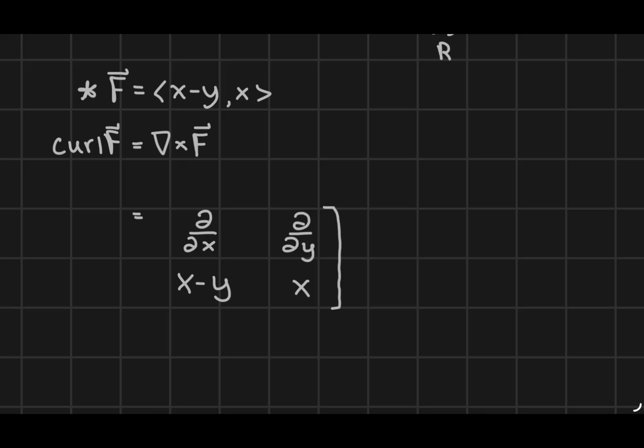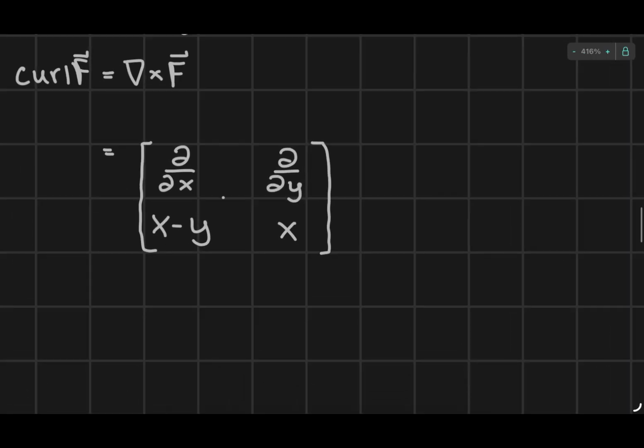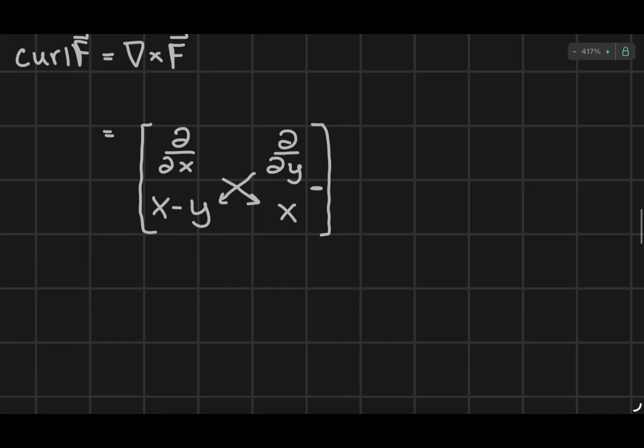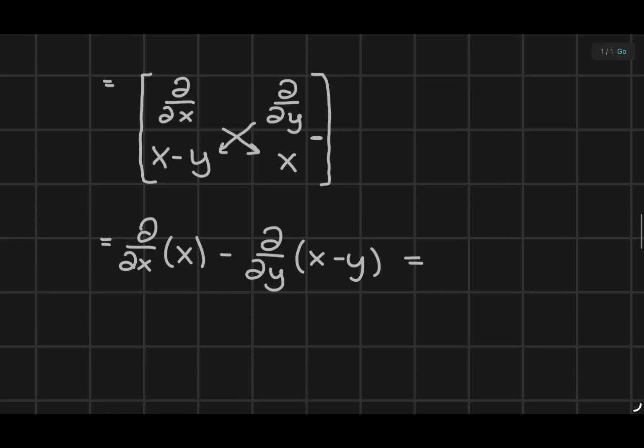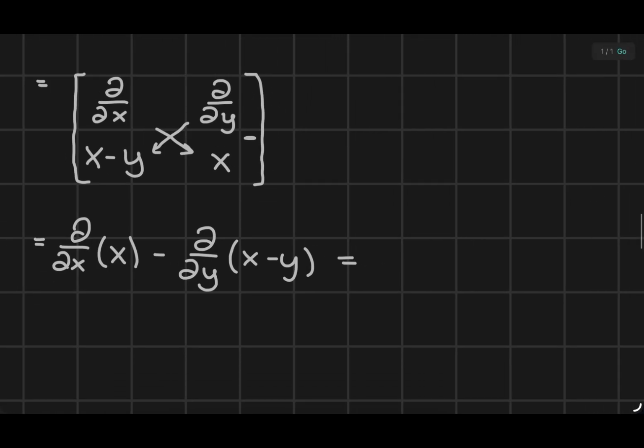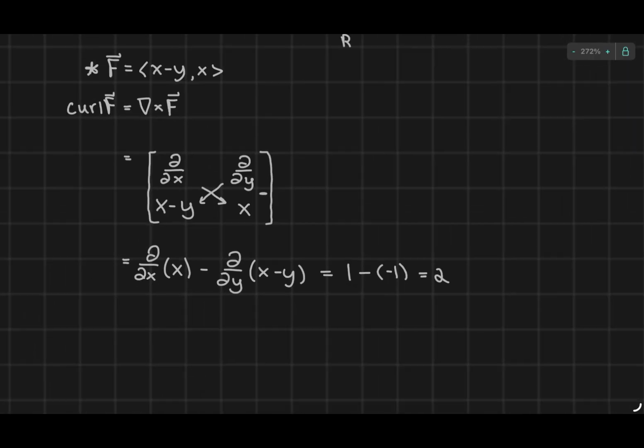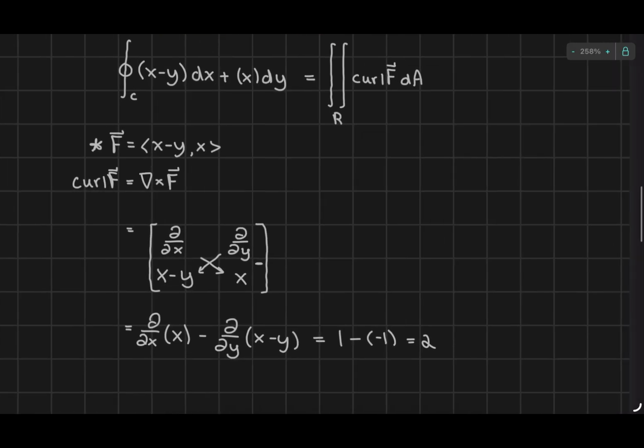You can memorize that, or you can just go through the steps here. So it looks like our curl is equal to the partial of x with respect to x minus the partial of x minus y with respect to y. Pretty simple partials here. That's just going to be 1 minus -1, which is going to equal 2. Unfortunately, when we know this already, that we were not as lucky.